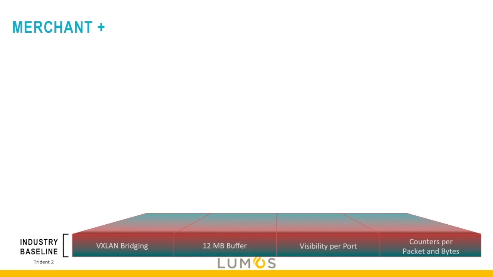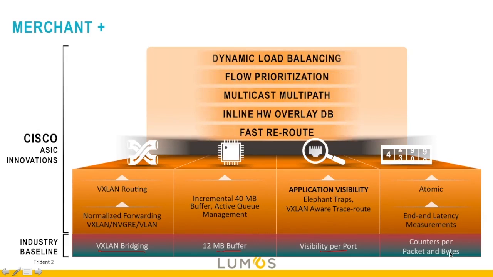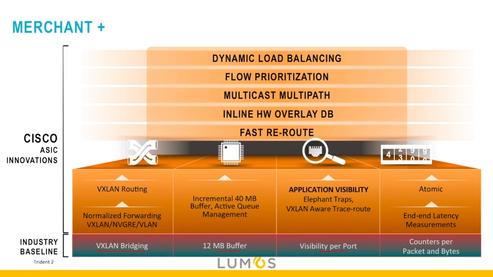So the industry baseline, the Broadcom Trident 2, is a venerable chip. It's very common, widely used in a lot of different places and by a lot of different vendors. It provides basic things like VXLAN bridging. It's got 12 megabytes of buffers, provides visibility per port, as well as counters on packets and bytes. Now, there are some deficiencies in it for Cisco ACI to do what it wanted to do. Cisco had to provide some additional functionality that was deficient in the Broadcom Trident 2 chips.